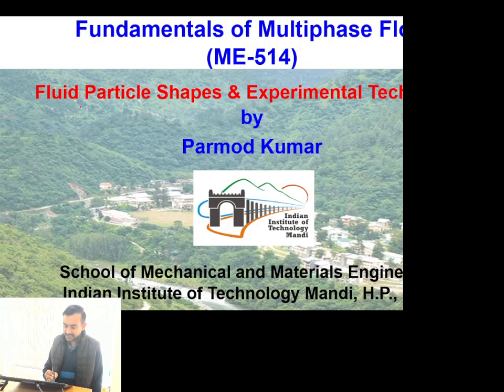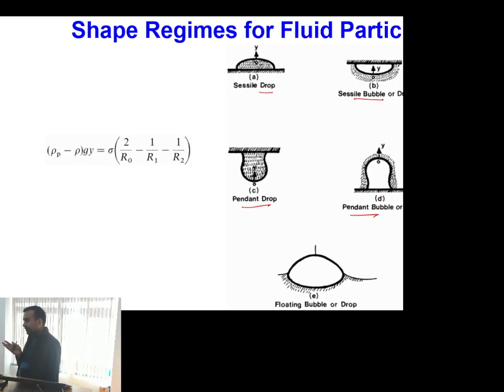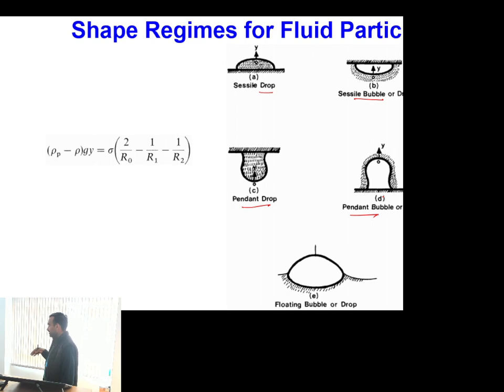So we had started our discussion on the fluid particle shapes. In terms of fluid particle shapes, we had sessile drop, sessile bubble, pendant drop, pendant bubble, and a floating bubble or drop. Okay, and we started discussing the pressure difference. I told you that in the scenario of stagnant liquid, all these shapes will be the outcome of the balance of pressure forces and the surface tension forces, because the interface is there. So at the interface, surface tension force is acting and there is gravity. So because of the gravity, of course, there will be the hydrostatic pressure variation.